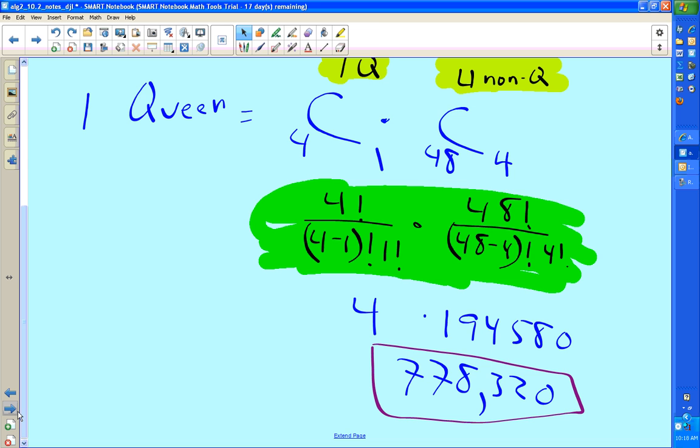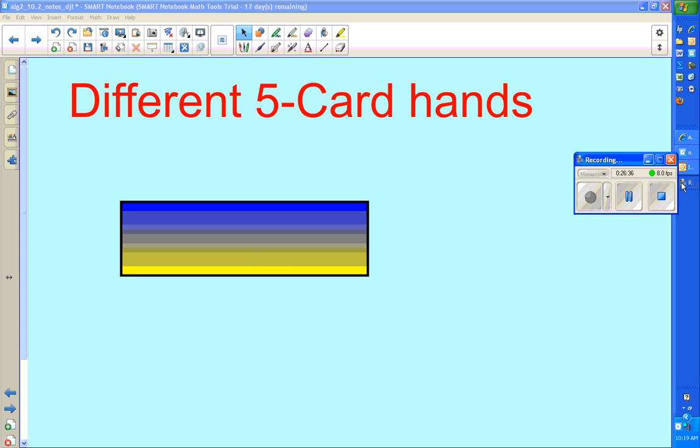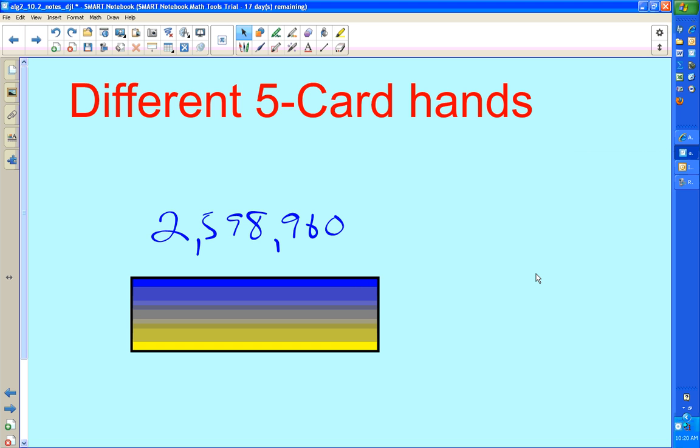Now I think we already did this, maybe we didn't. How many 5-card hands can you have when you're dealing cards? If you were going to take a deck of cards and get 5 cards dealt to you, how many 5-card hands are there? This 2.6 million approximately is all possible 5-card hands that you could have. There are no other outcomes that can occur when you're dealing 5 cards to a person. It's got to be one of these 2,598,960.